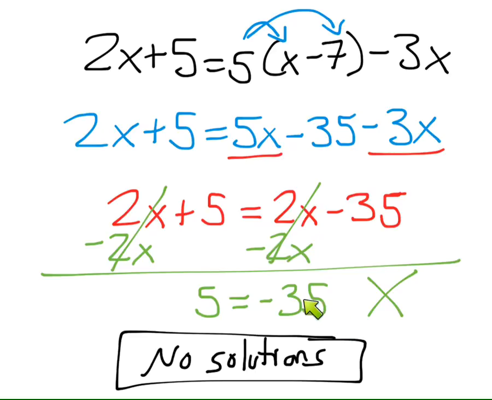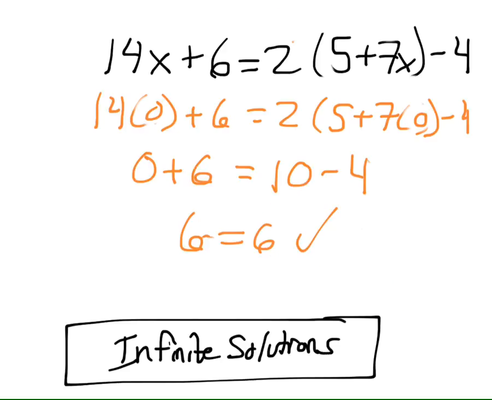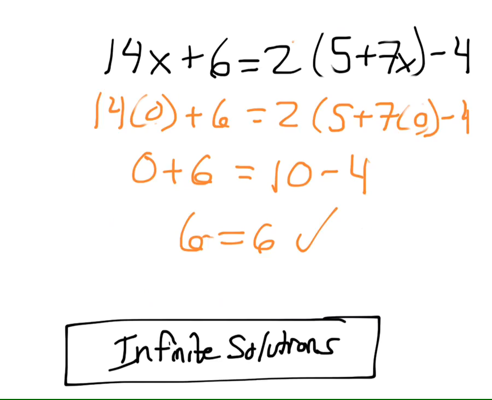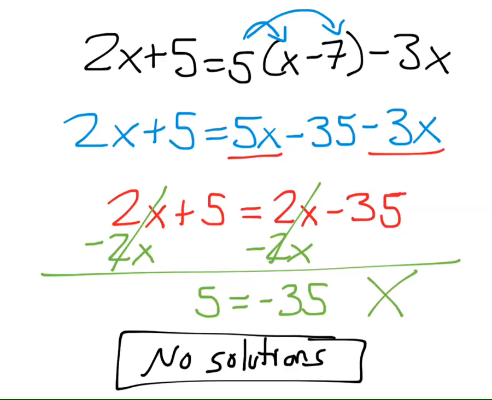So since the variables went away and I got something false at the end, that meant there were no solutions, whereas the previous problem, I got something true at the end, and there were infinite solutions. And then the problem before that, we got just one solution. We got x equals 2. All right, so there I have one solution, an infinite amount of solutions x could be, or no solutions x can be if I get a false statement at the end.